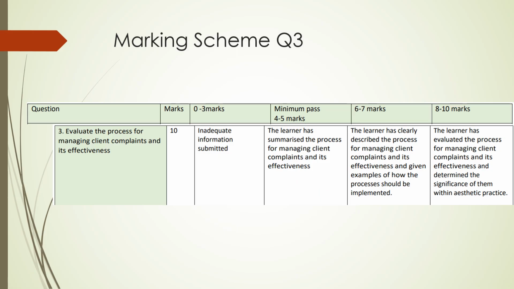So your marking scheme for this, again, you should be starting to realize the pattern now. Basic information is not going to give you the higher points. Just summarizing in a nutshell, bullet pointing, is not going to give you enough points. If you do that for every single question, you will not pass. Six to seven marks is where you put a little more detail in it. You've backed it with some information that you've found, and you've maybe discussed processes and how they could be implemented. Then eight to ten marks is actually talking about the importance and significance of having these processes within aesthetic practice and bringing it back to the main subject at the end.